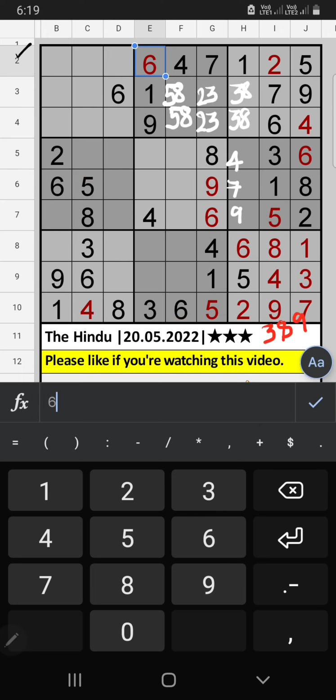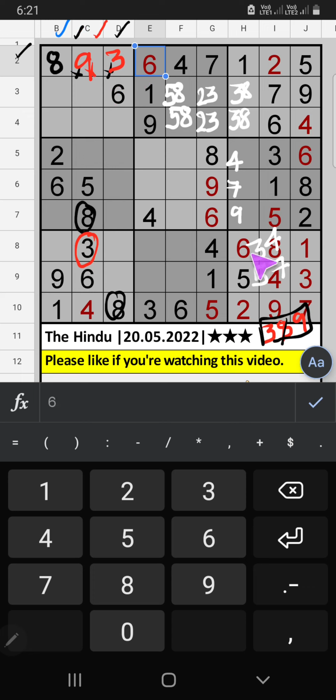Second row, 3 numbers are remaining: 3, 8, 9. Column C, column D, we have 8. So 8 can't come in these cells. 8 is confirmed here. Then only 2 numbers are remaining, 3 and 9. Column C, we already have 3, so 3 can't come in the cell. 3 is confirmed here, then 9 is here.